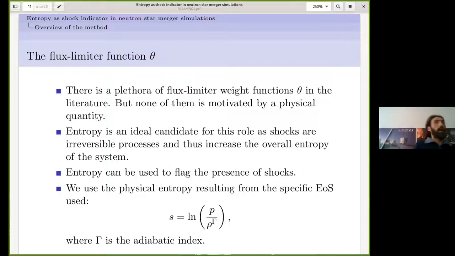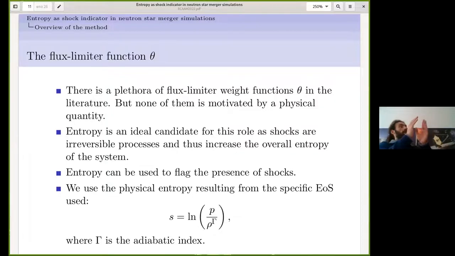So if we monitor the entropy of the system, and we see that the entropy starts suddenly jumping up, then most probably this is because we have a shock developing there. So it's a really physical way of thinking about entropy as a shock indicator. So in the following, we're going to use entropy. I'll show how we can use entropy to flag the presence of shocks.